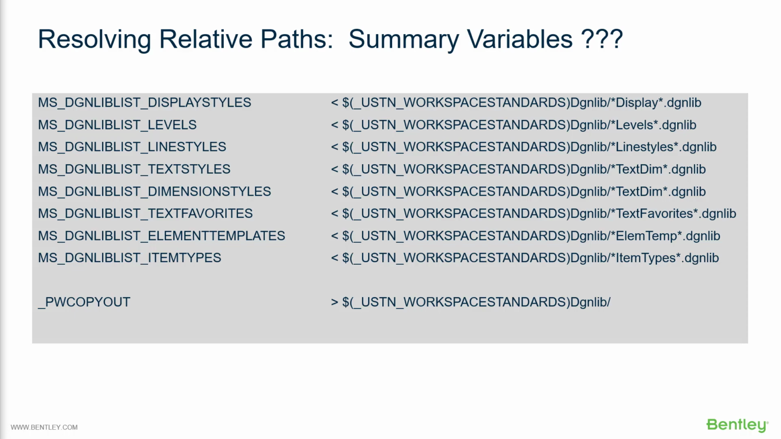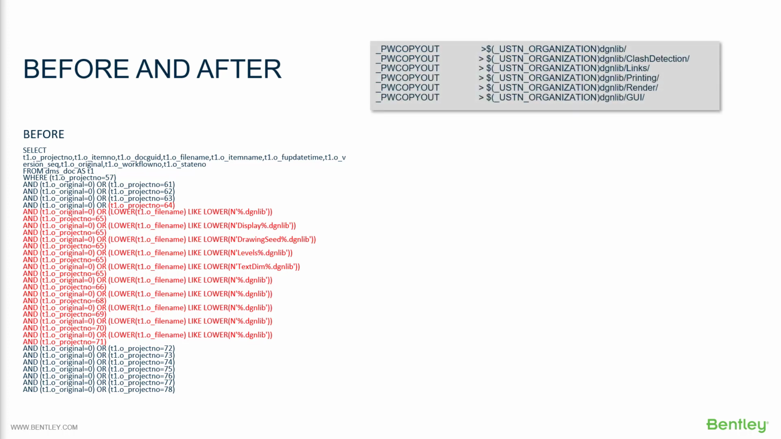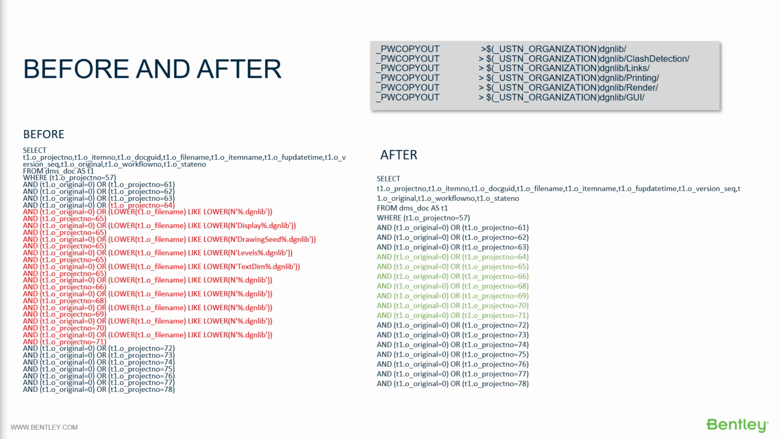Let's look at an actual example. You'll see in red a number of clauses within the query statement. I then added a number of pwcopyout lines to summarize those statements. What you see in this after statement is the query after those summary variables were applied. So the query becomes much simpler when you're only calling folders.